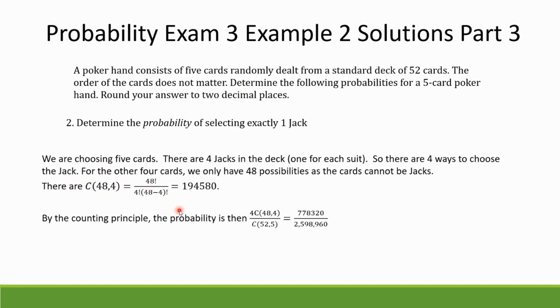So if there are 4 ways we can get the first card, there are this many ways we can get the next 4 cards. By the counting principle, there are this many ways. The number on top, 4 times C of 48, 4, is how many ways we can get a 5-card poker hand with only 1 jack. And again, the size of the sample space, the total number of outcomes altogether, is C of 52, 5, as you can see.